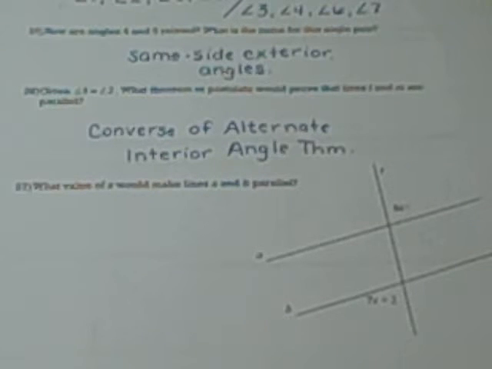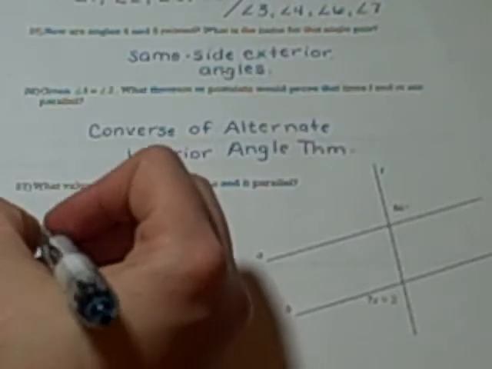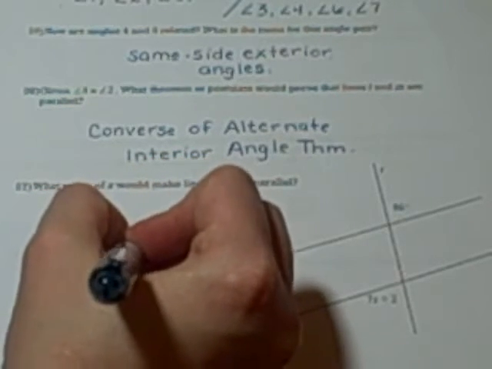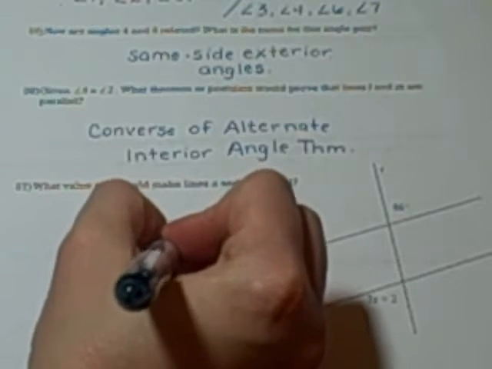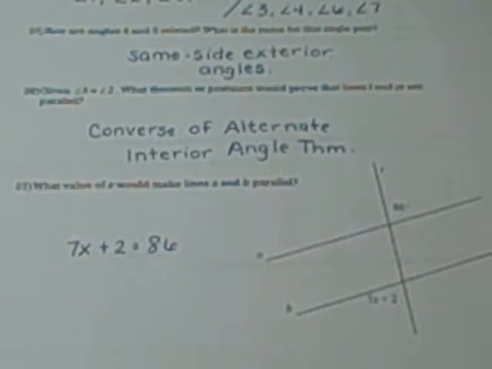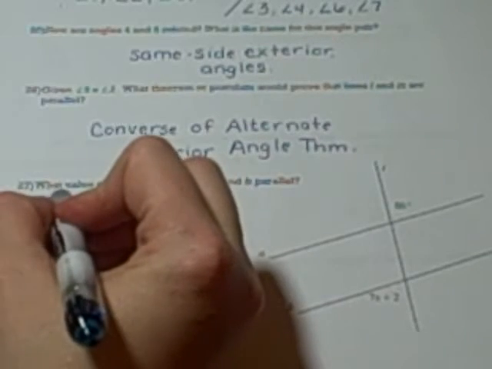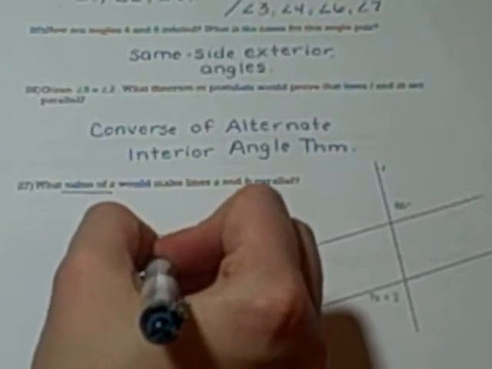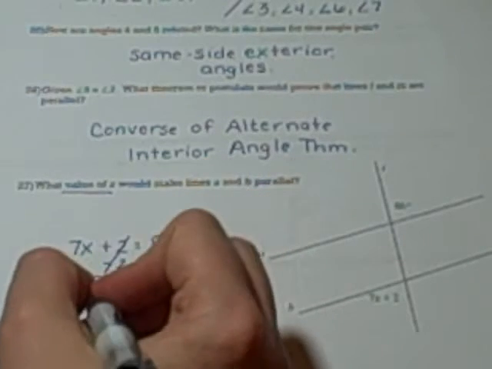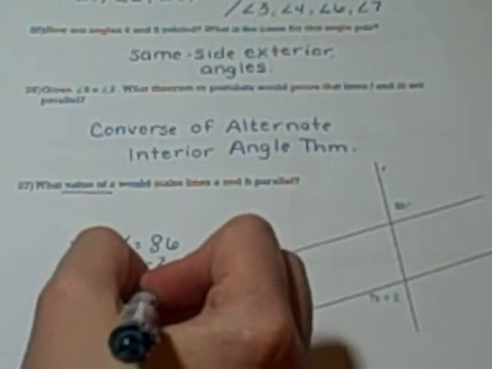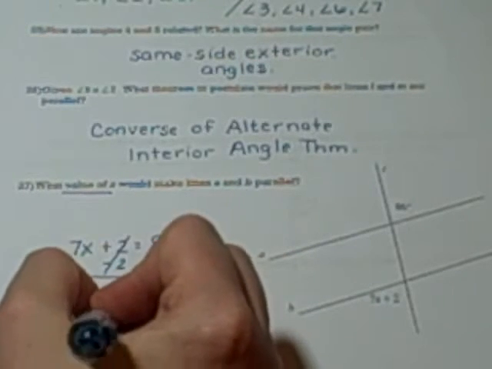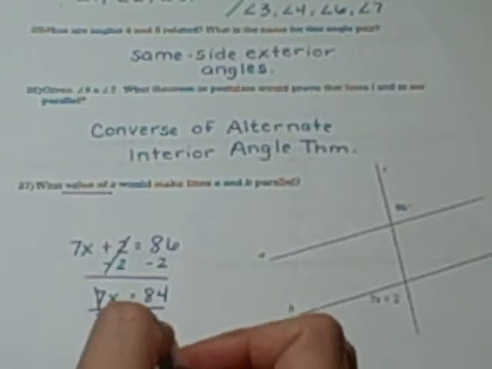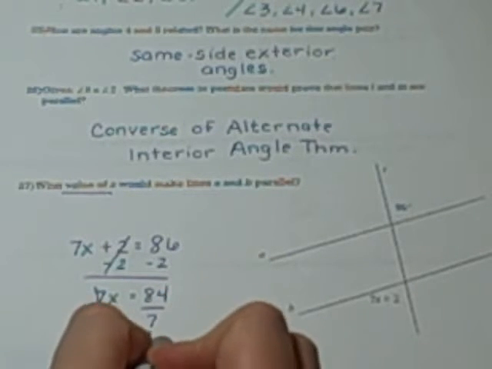Remember that congruent is the geometry word for equal. So I'm just going to set up an equation that says 7x plus 2 is equal to 86. Okay? And now I'm just going to solve for x, because that's what the question is asking. What is the value of x? So let's subtract 2 from each side. So I end up with 7x equals 84. Divide both sides by 7, and I end up with x being equal to 12. And that's it. That's your final answer there.